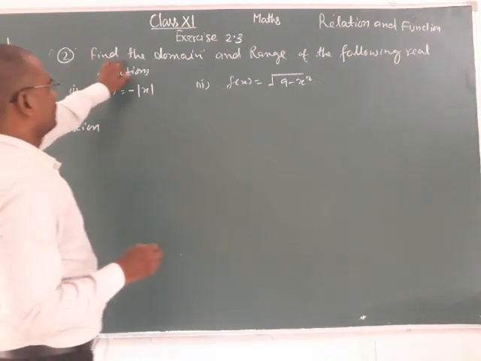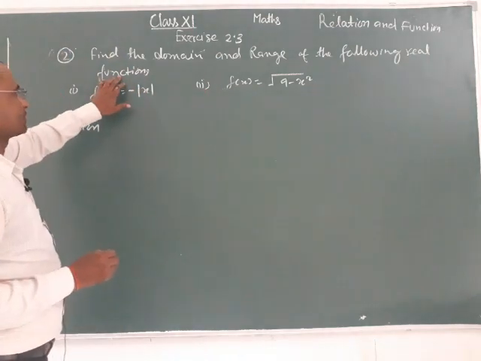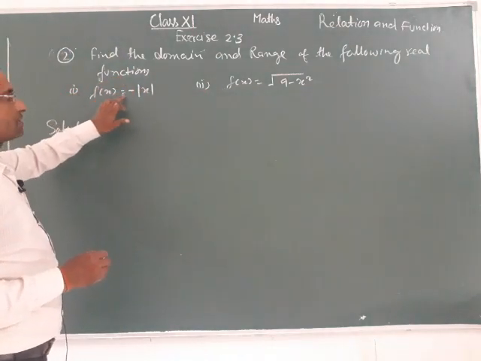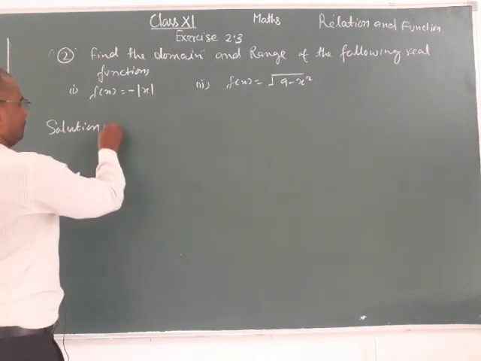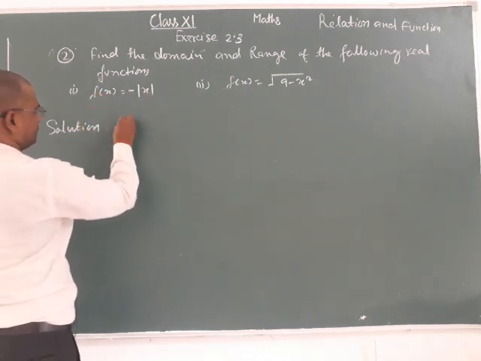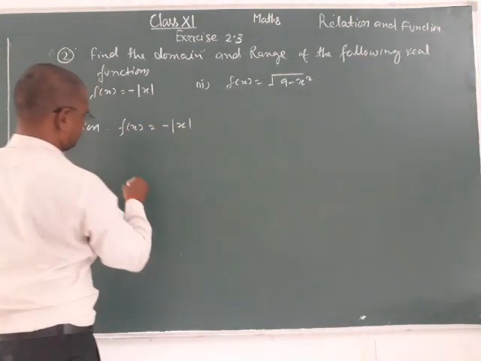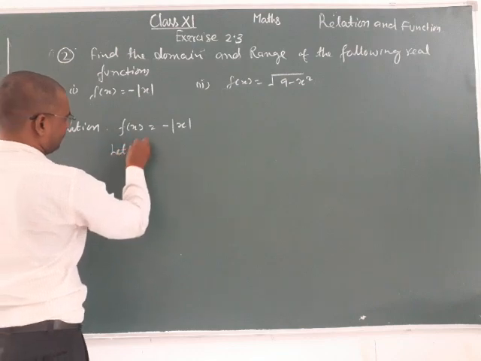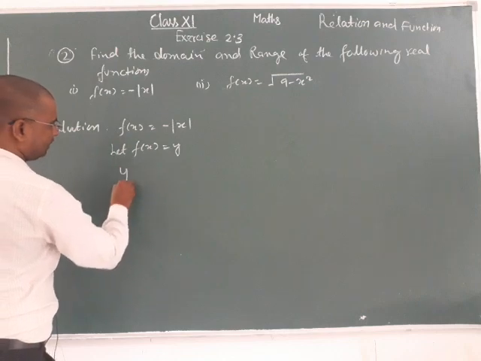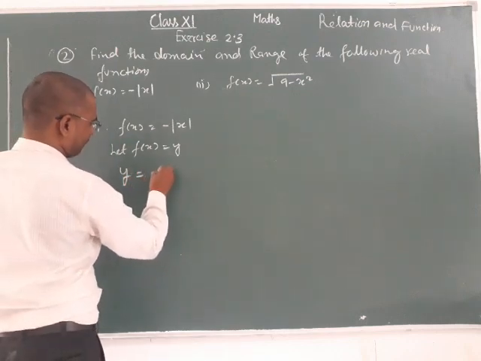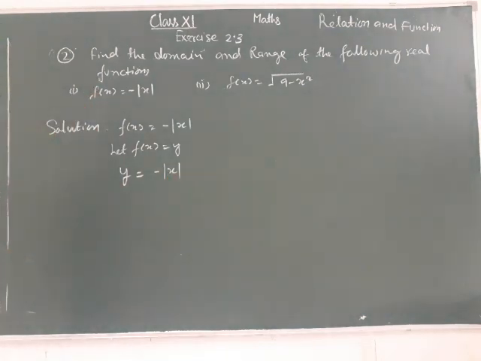Question number 2. Find the domain and range of the following real functions. First part, f(x) is equal to minus mod of x. Solution: f(x) is equal to minus mod x. Let f(x) is equal to y. So y is equal to minus mod of x.